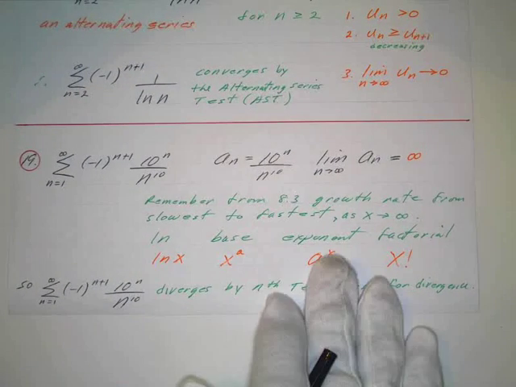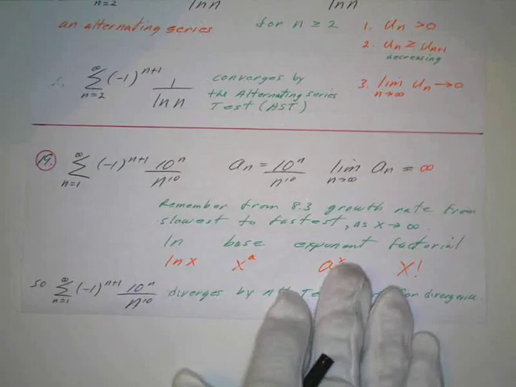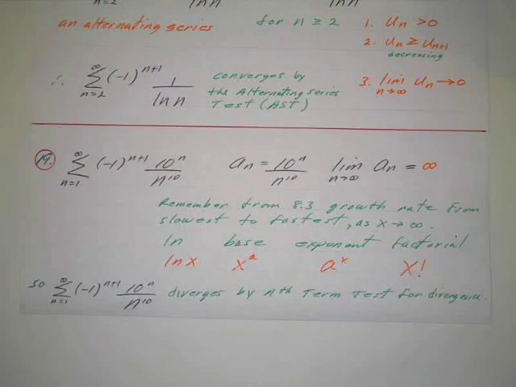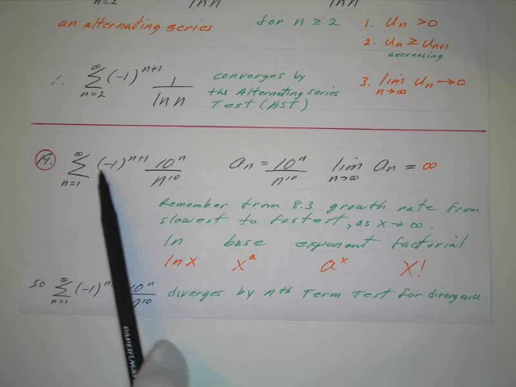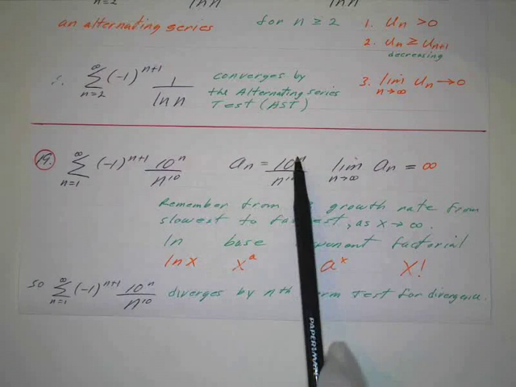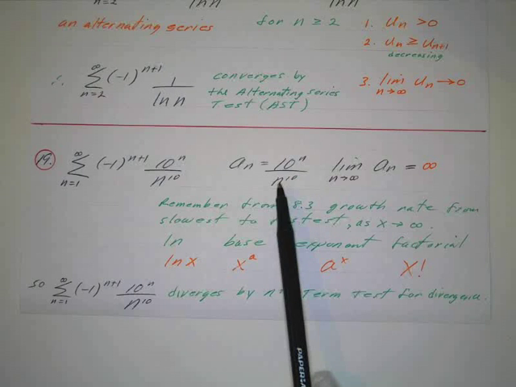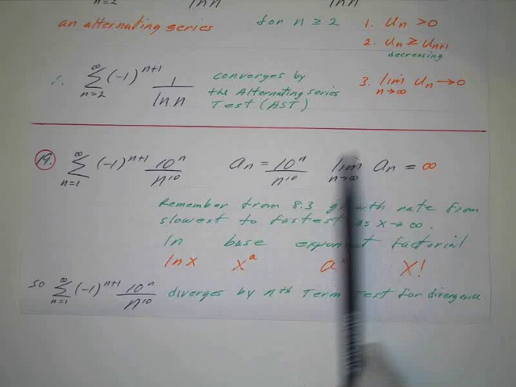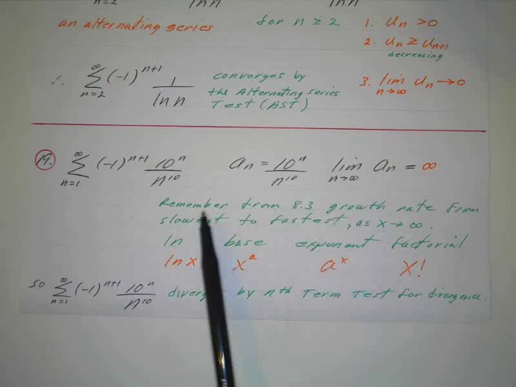Now we've got to go back and review some of the things we did in chapter 8, and we mentioned a little bit of this when we were talking about some of the Lagrange examples in 9.3. This is an alternating series, but just look at the nth term. I have 10 to the n over n to the 10th, all right? And we want to find the limit of this a sub n.